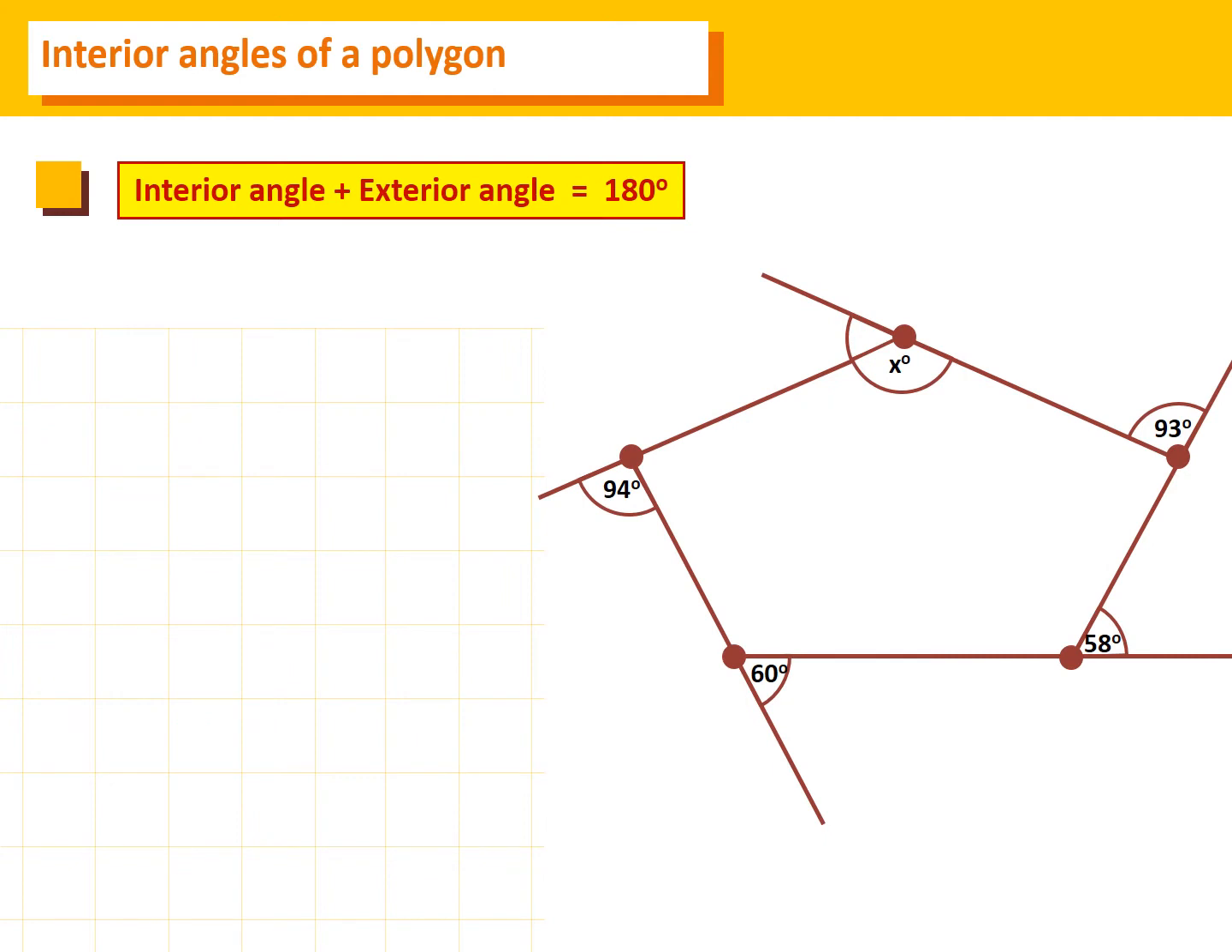We're now going to use this fact to answer this particular question. We have a look at the question. We are given some exterior angles, and then we are asked to find x, where x is an interior angle. Remember, exterior means outside, in this case of the polygon. Interior means inside the polygon.